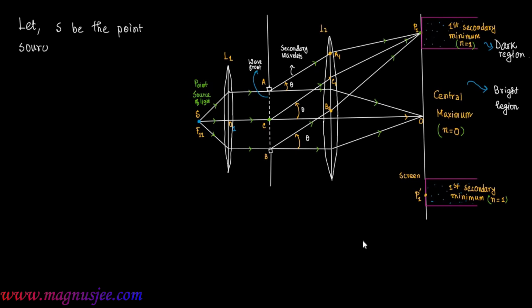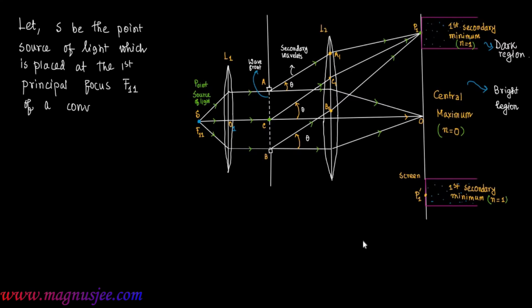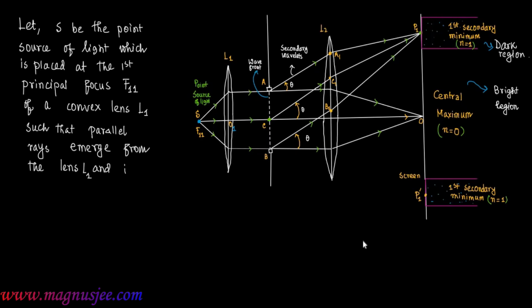Let S be the point source of light which is placed at the first principal focus F1 of a convex lens L1, such that parallel rays emerge from the convex lens L1 and are incident on the narrow slit or the aperture AB of width a.